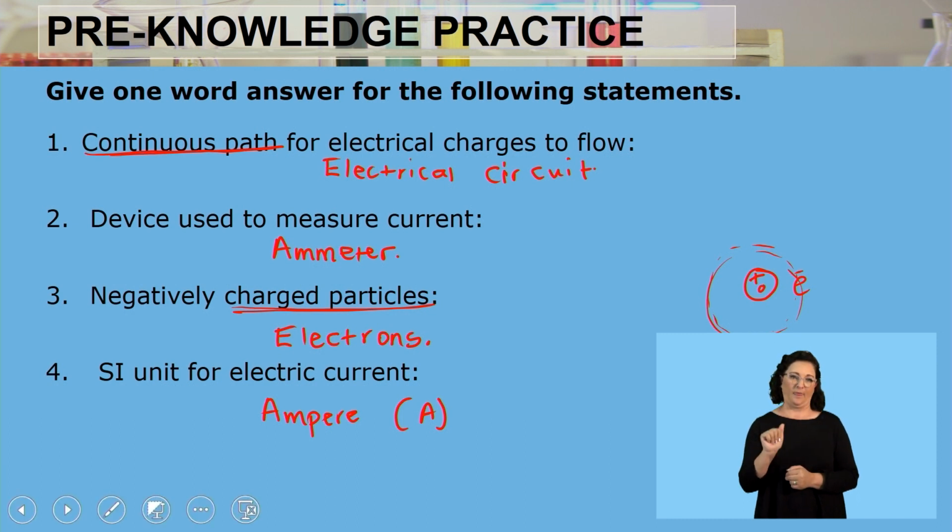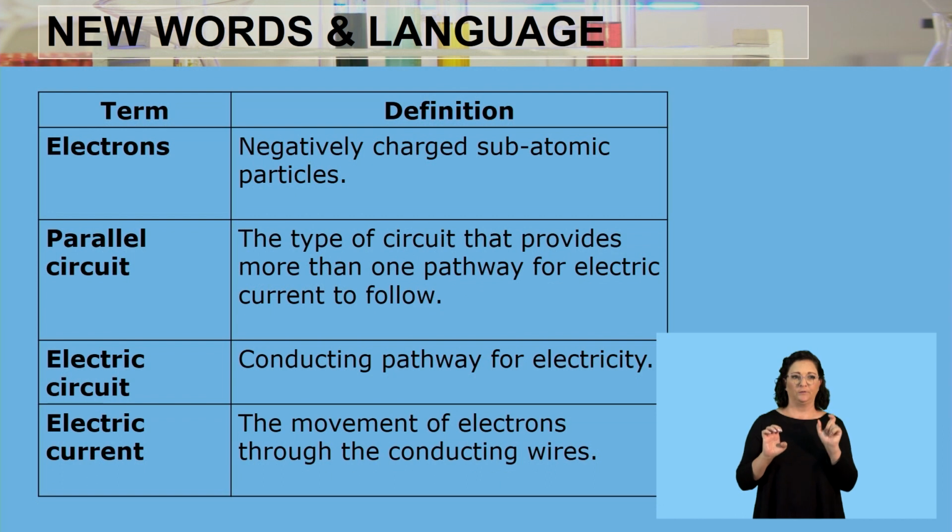So with this now in mind, there are certain words that you're going to be using throughout the lesson to better explain what we mean by a parallel circuit and also what we find in a parallel circuit. So words such as electrons, parallel circuit, electric circuit, and electric current. So we're going to be making use of these words to better explain the entire lesson that you're going to be going through in the time that we have with you today.